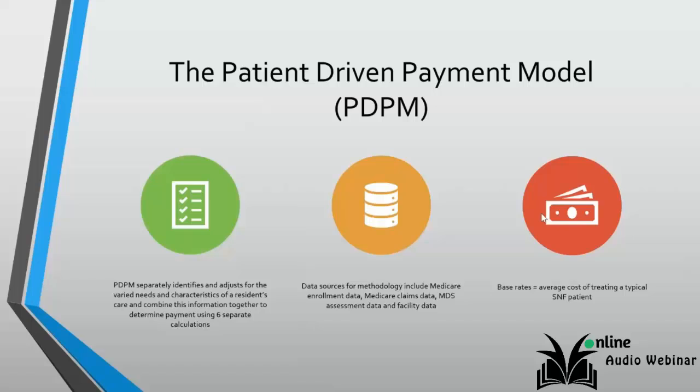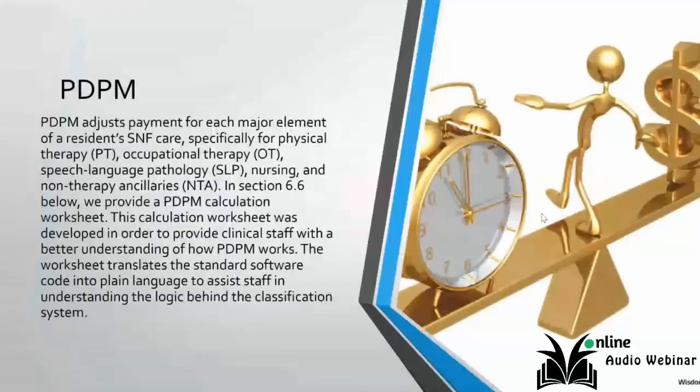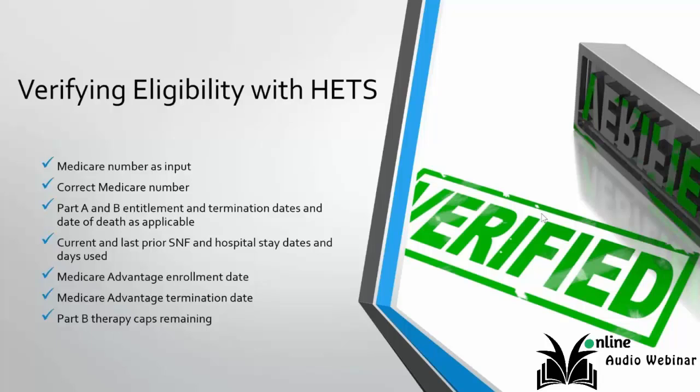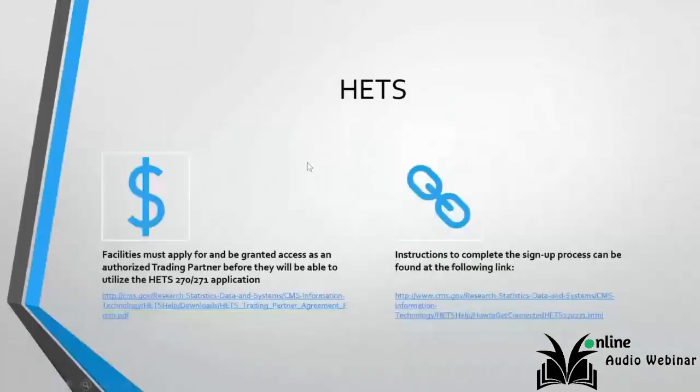The first thing is know that PDPM separately identifies and adjusts for the varied characteristics of each individual patient. PDPM uses 6 of these major element categories. One of the very first things to be successful is you have to know and verify the eligibility status of each patient. Medicare has an electronic system in which to do this, and I have given you the process to access HETS as a standalone portion of the system outside of your electronic health record.